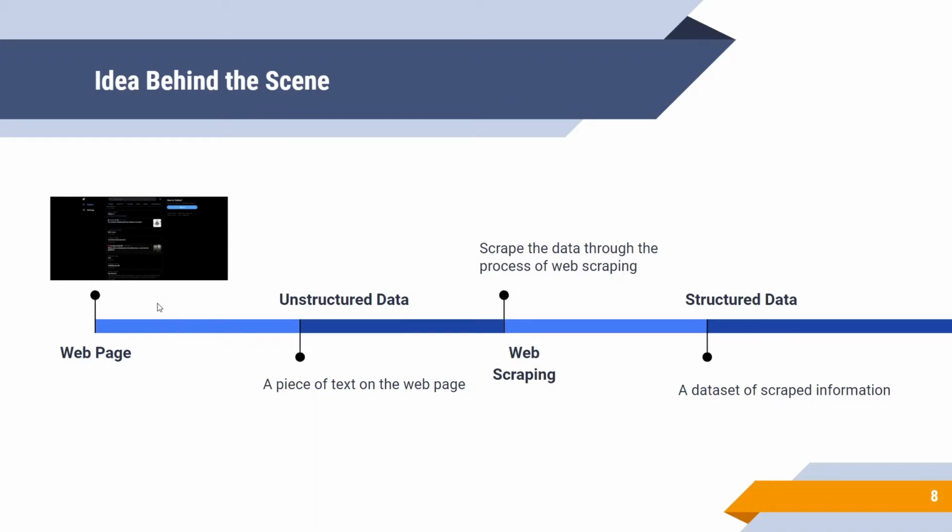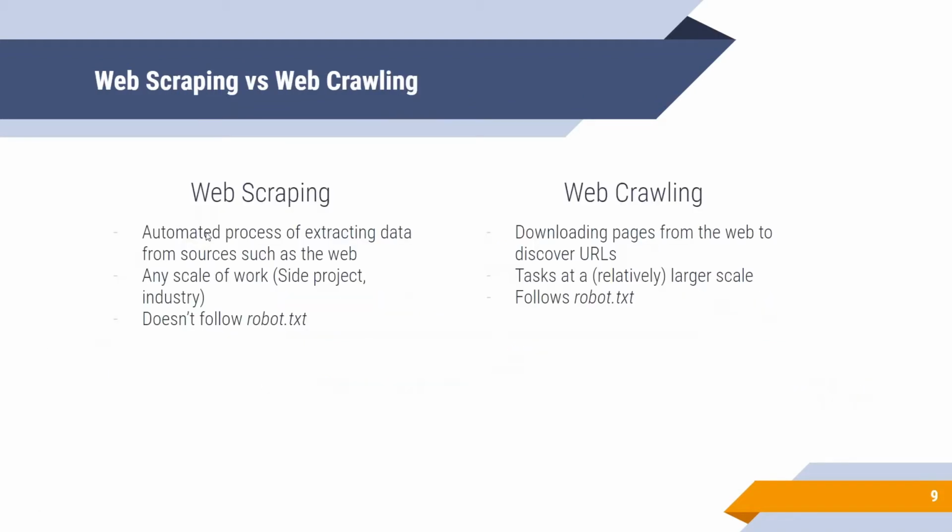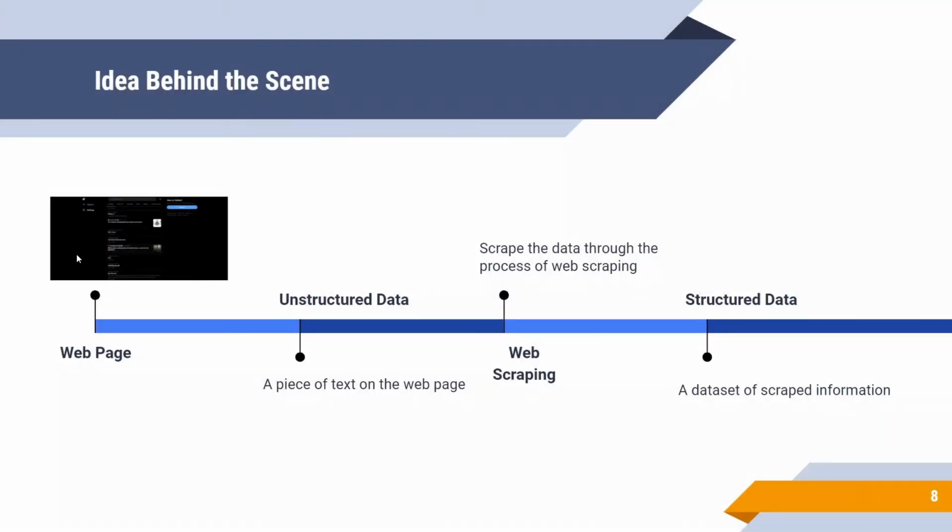So now we can use this timeline, just the steps. Essentially, we have a web page right here, and we want to turn this into unstructured data, which you can think of as just the HTML file that is unstructured and meaningless. It's just a piece of text. Then we perform web scraping, so essentially we're scraping the data using the process of web scraping. And this converts it into a structured data form. Essentially it's a data set of your scraped information, something meaningful, which we can use in our application to do whatever we want.